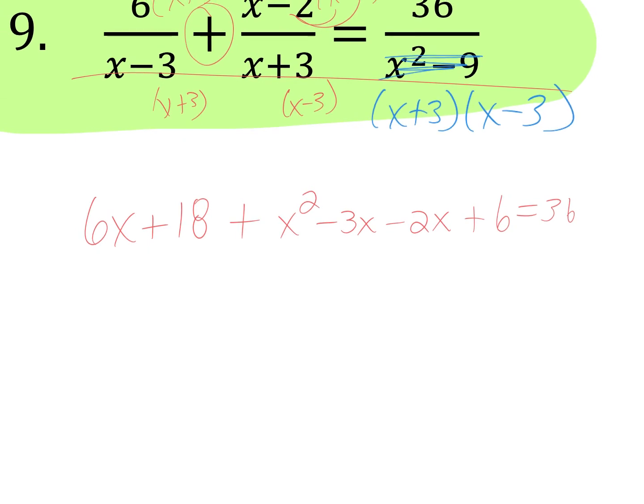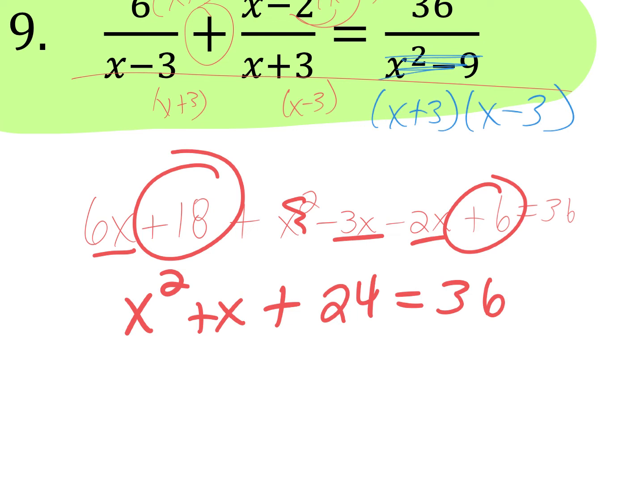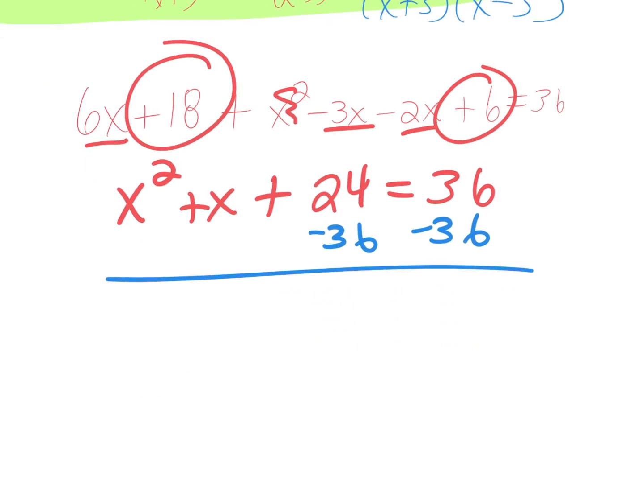We've done problems like these a million times, guys. Put it in standard form. So you have an x squared. Anything else have an x squared? No. So I have 6x minus 3x, which is 3x. Minus 2x gives me just 1x. And then 18 plus 6 is 24, equals 36. What's my last step? Subtract that 36. Move it over. So you guys have x squared plus x minus 12 equals 0.